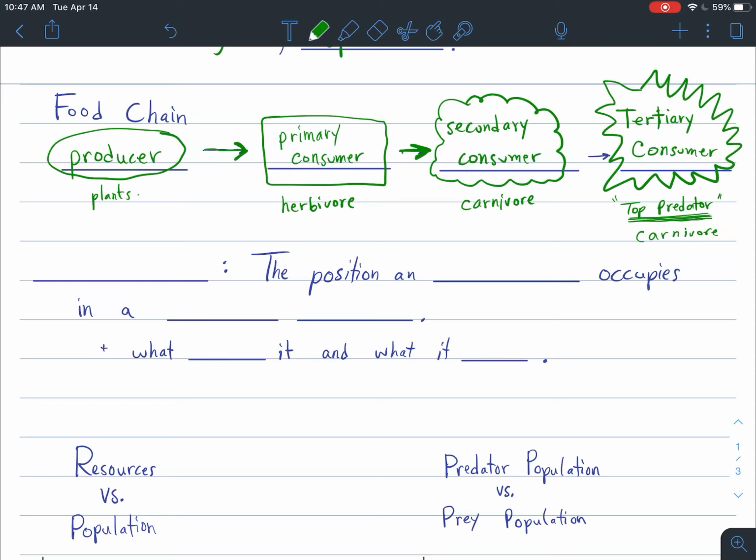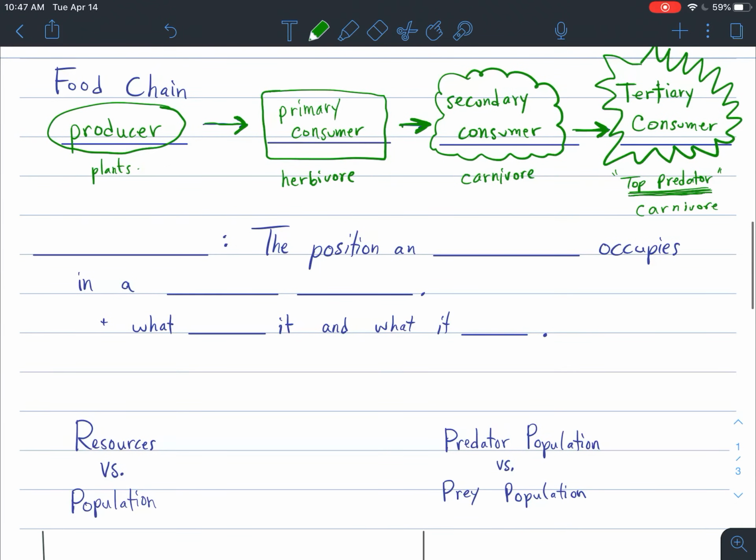All right, so you can see how something that's important with the food chain is we draw the arrow to show where the energy goes. All of the energy ends up going up the food chain, and that's why the arrows are pointed in that direction. Something that relates to food chains that's also important when we look at ecosystem dynamics is something called trophic levels. A trophic level is the position an organism occupies in a food chain.